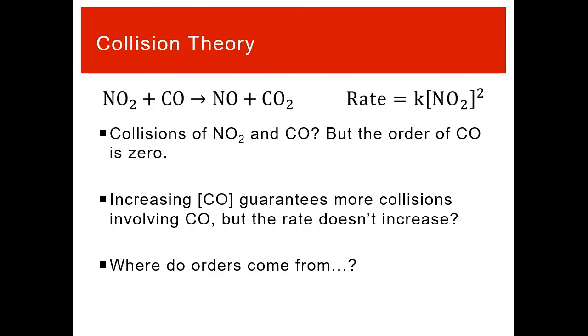All right. But if we think about collision theory, we'd have collisions of NO2 plus CO. And so if there are collisions of CO, that would mean that the order of CO would matter, right? If you increase the concentration of CO, there will be more collisions that involve these CO molecules. But the order is 0, meaning that the rate doesn't increase when you add more carbon monoxide to your mixture. So there's something going on between this idea of collisions that underlie reactions and these overall reactions, and somehow orders fit into this. So where do these orders come from?